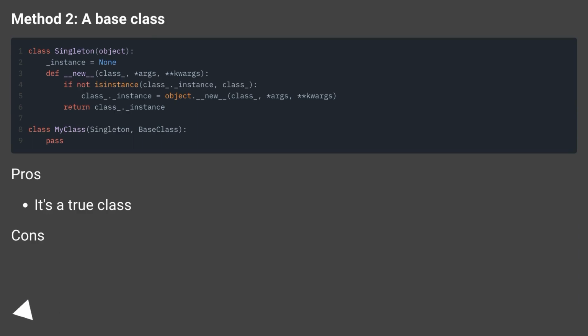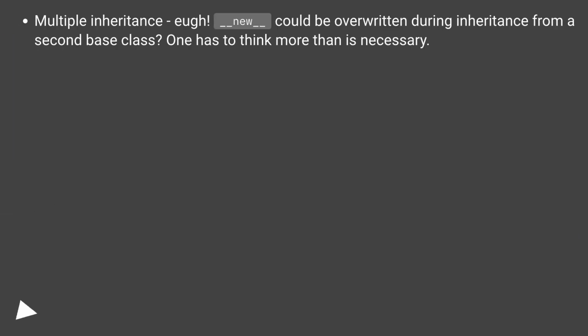Method 2. A base class. Pros. It's a true class. Cons. Multiple inheritance, ugh. __new__ could be overwritten during inheritance from a second base class? One has to think more than is necessary.